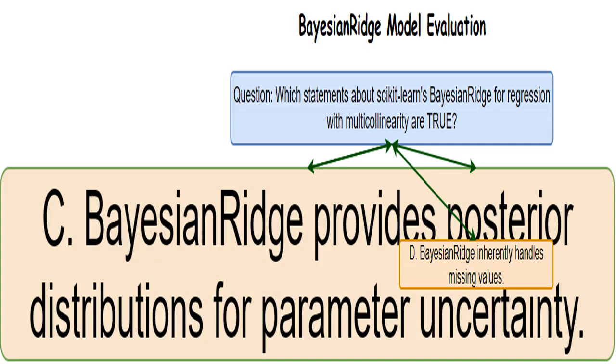This statement is true. A key strength of BayesianRidge is its ability to give me not only best estimates of the model's parameters, but also the full probability distribution of those parameters. This means I get a measure of my uncertainty about the accuracy of those estimates, which is incredibly valuable.